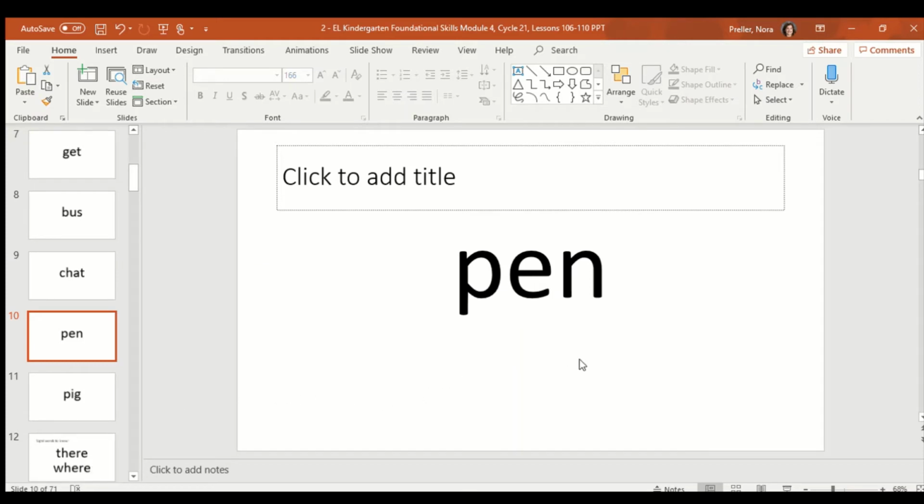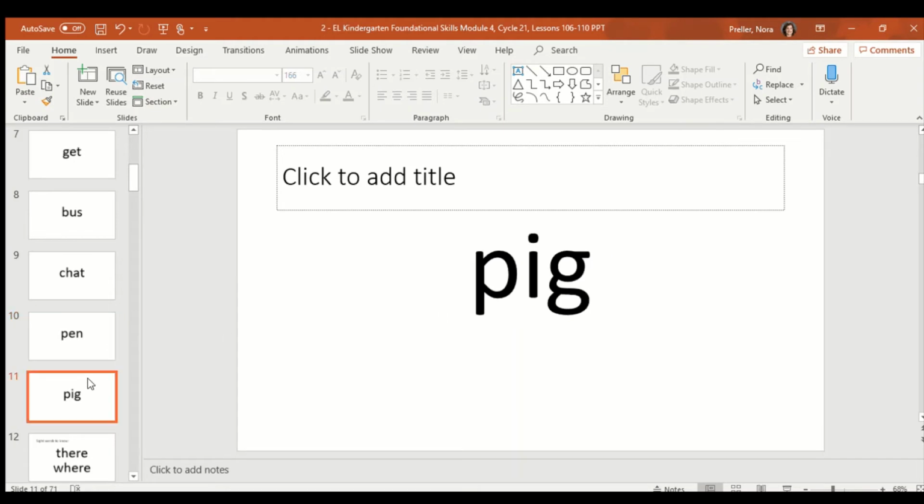Okay, I'm going to have you try this word on your own. Remember to sing it. Did you sing pen, pen? If you did, great job. And how about this word? Did you sing pig, pig? If you did, great job. Remember, the pig lives in the pen.